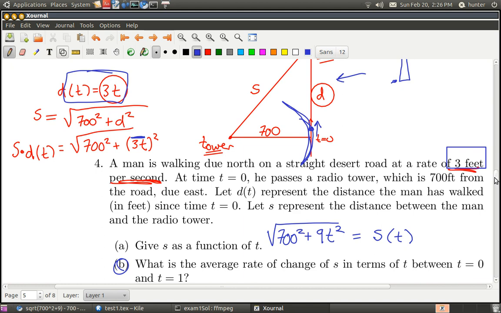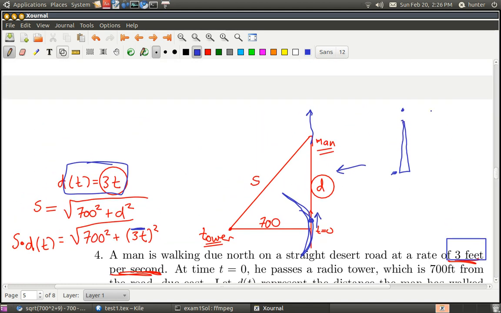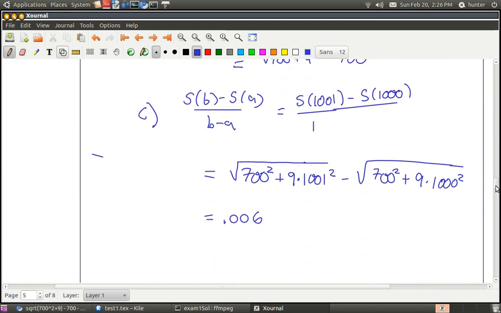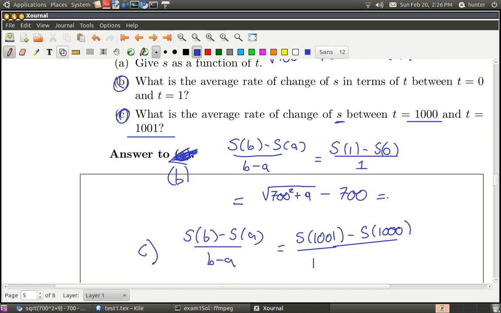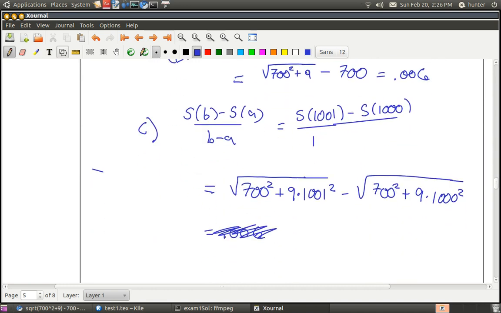But later on, after 1,000 seconds, the picture is going to be much more like this, and so we should expect it to be closer to 3. So let's see what happens. Alright, so let's do this. Oops, I wrote this in the wrong place. So 0.006 is what B turns out to be. And now let's do the one for C.